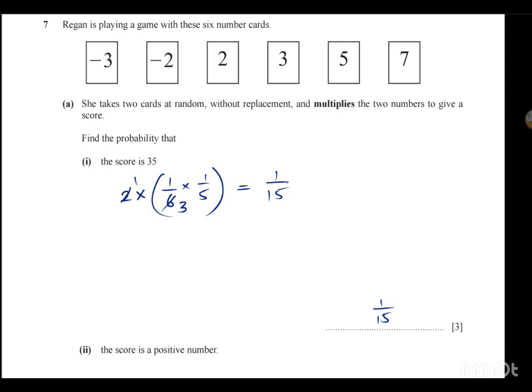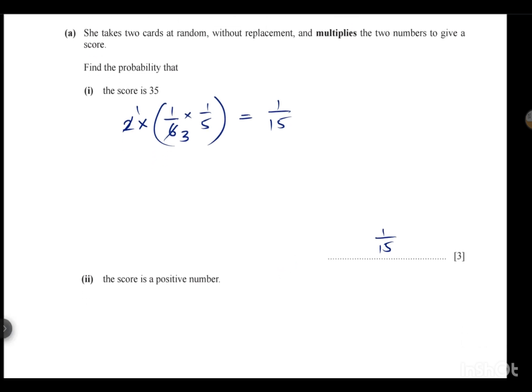Why are we taking 2 into? Because there are 2 possibilities. That means 1 by 6 into 1 by 5, again 1 by 6 into 1 by 5, plus. Instead of doing plus here, I multiplied by 2. So 2 into 1 by 6 into 1 by 5 will be 1 by 15. This is the probability of getting the score 35.